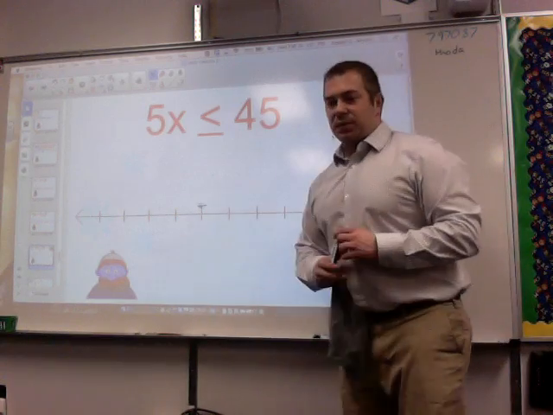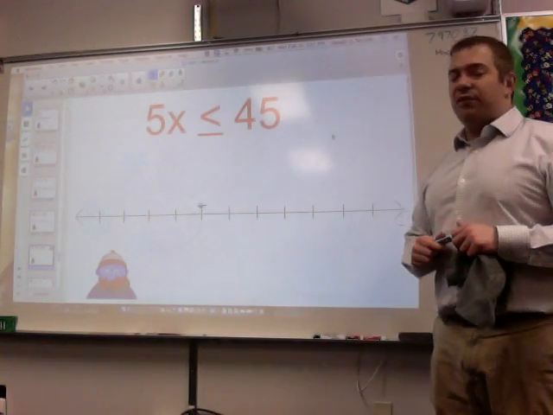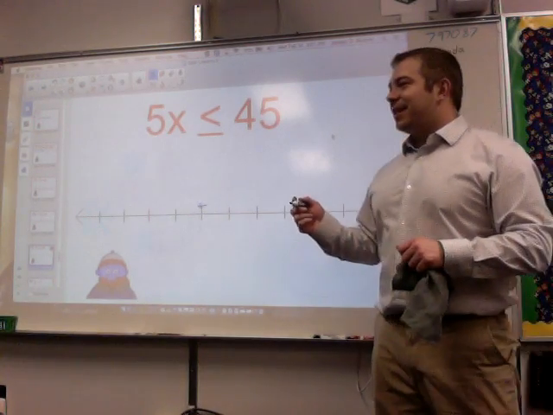We also can do this with multiplication. So right now, I have 5x is less than or equal to 45. So once again, I have to get x.